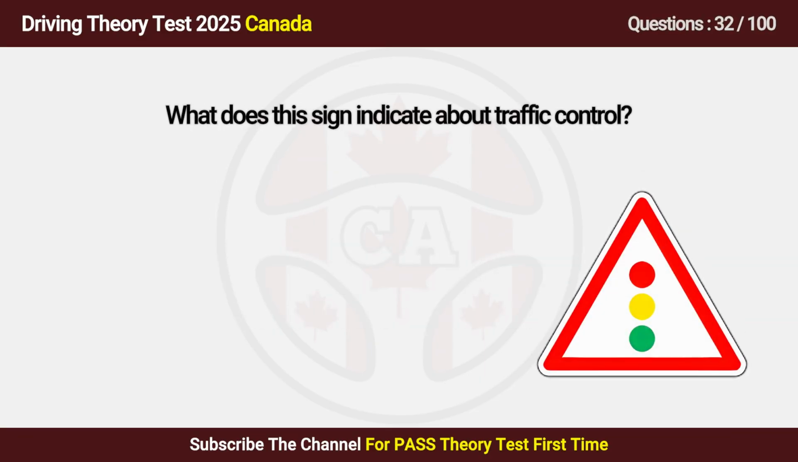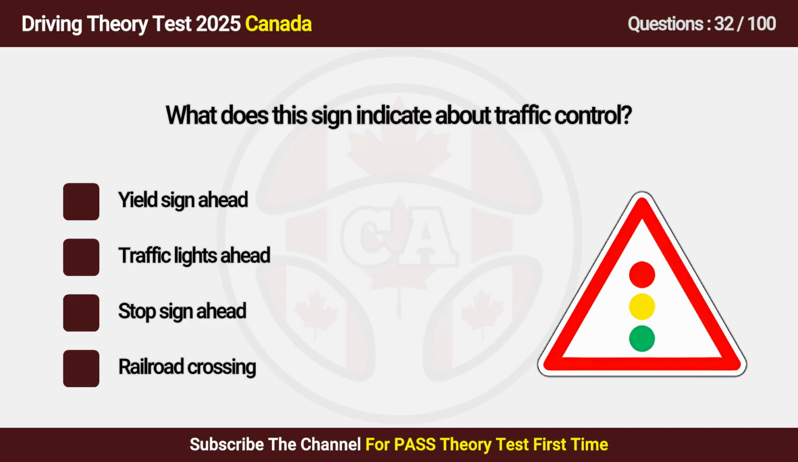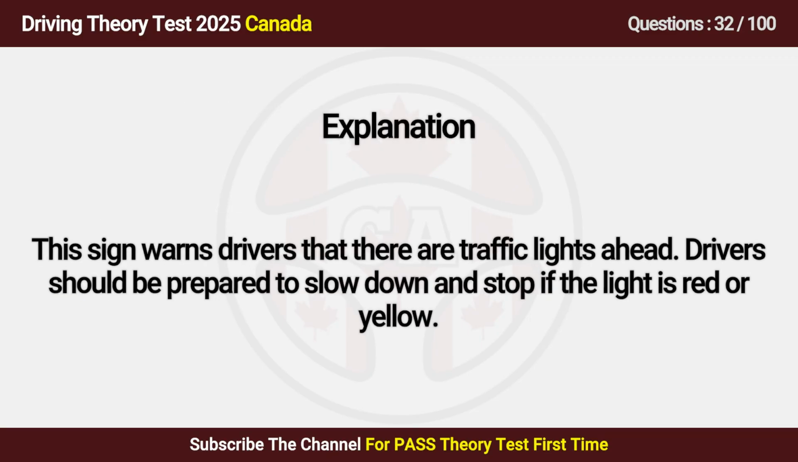Question 32. What does this sign indicate about traffic control? A. Yield sign ahead. B. Traffic lights ahead. C. Stop sign ahead. D. Railroad crossing. Answer is B. Traffic lights ahead. This sign warns drivers that there are traffic lights ahead. Drivers should be prepared to slow down and stop if the light is red or yellow.